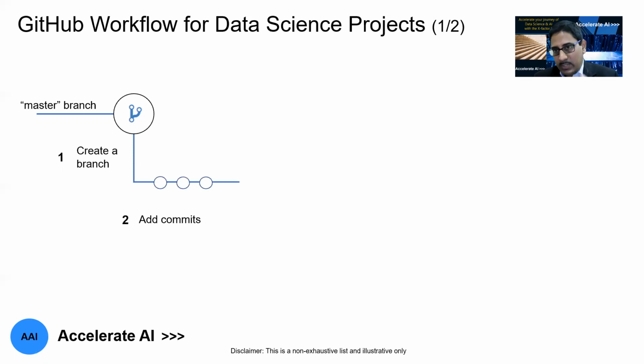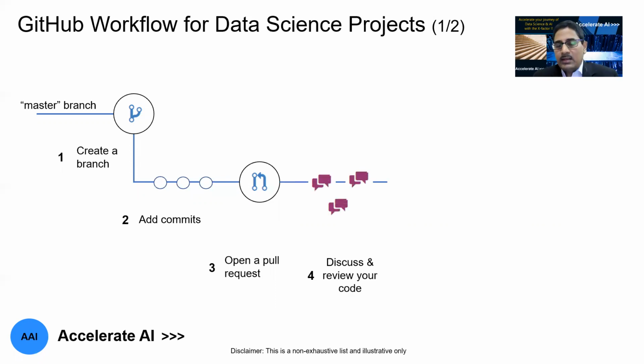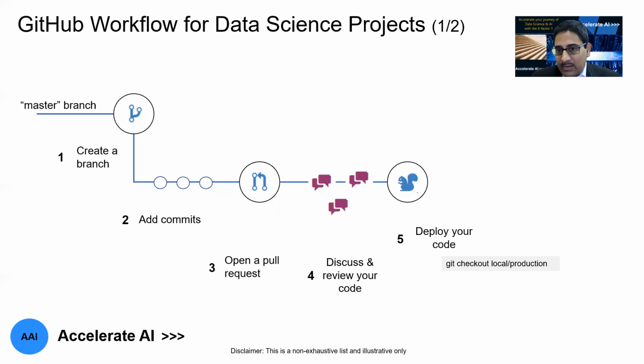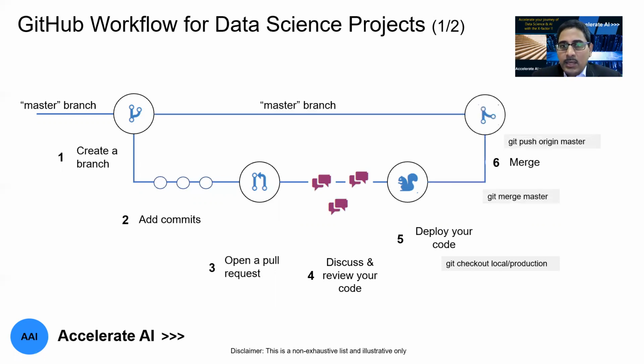Then you can add commits to it, because if there are multiple team members, you can have different changes to your code snippets, and then you can add commits to it. Then you can open a pull request, because before we move it back to master, we want to open a pull request as a process. Then, of course, we discuss and review our code base or the changes that we have done within the team. Then we deploy our code. We use git checkout, local or production.